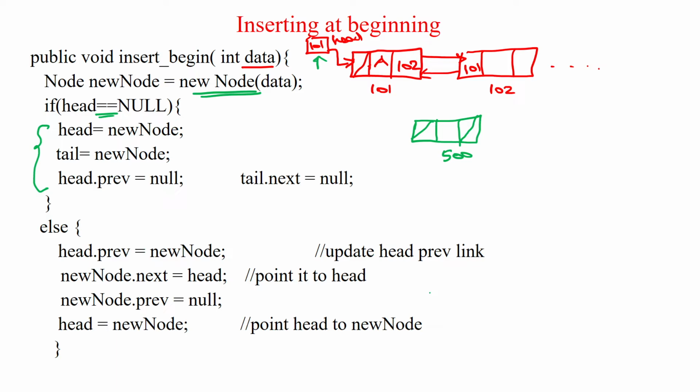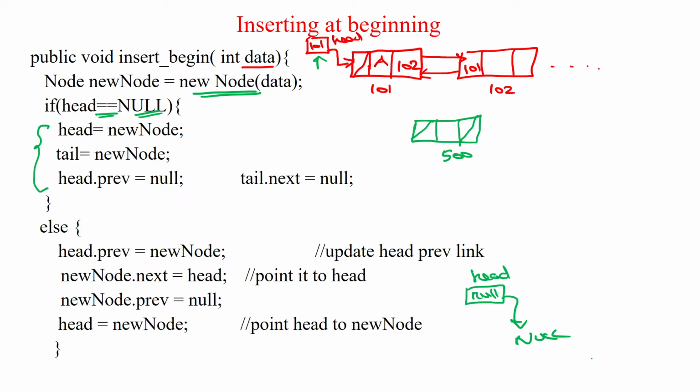Okay, suppose my head is null. My head is represented with null. That means there is no list. There is no list, so now the head pointer is pointing to null. Now this condition is true.